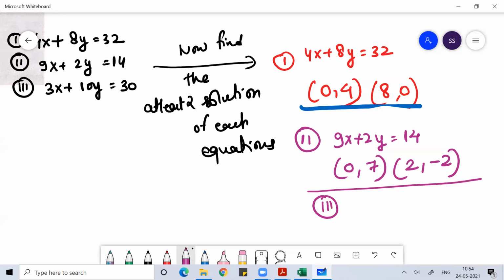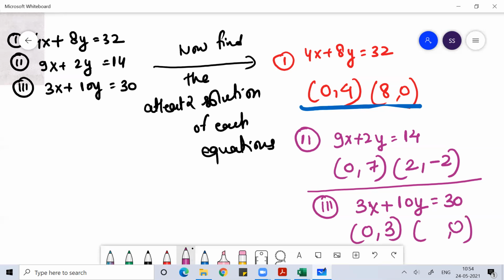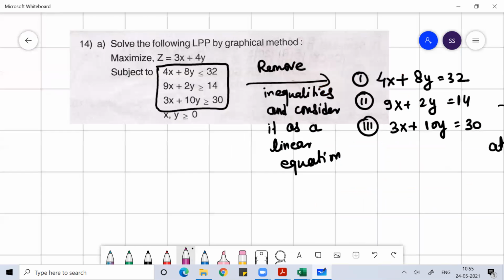Your third equation is like this: 3x plus 10y is equal to 30. If I put x is equal to 0, then y is equal to 3. If I put y is equal to 0, then x is equal to 10. I get the values. Any doubt, anyone?